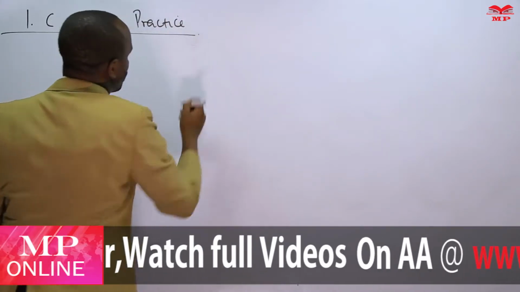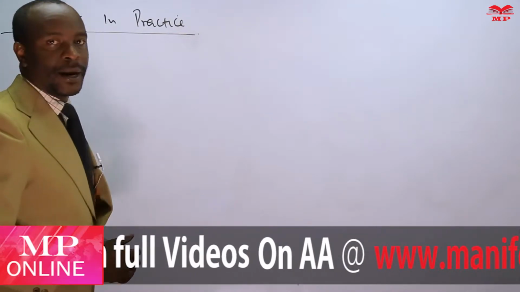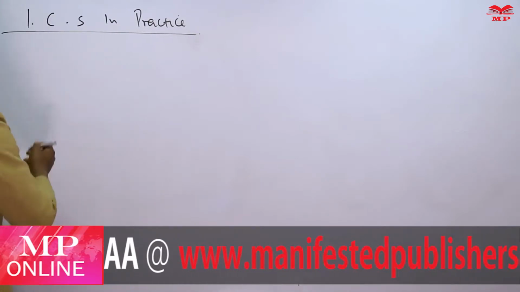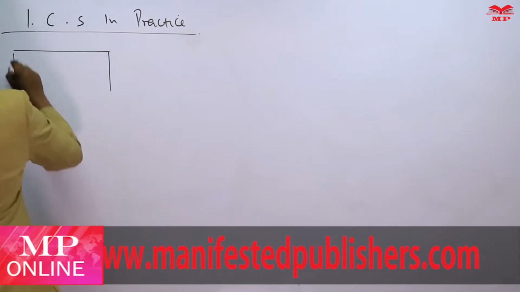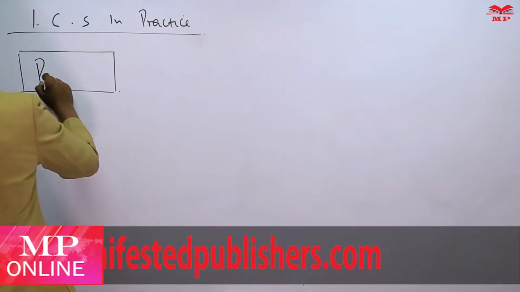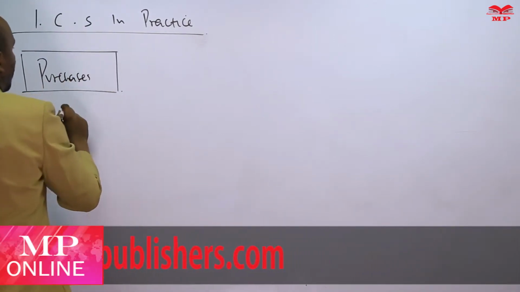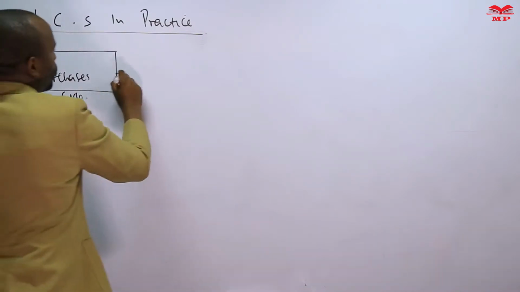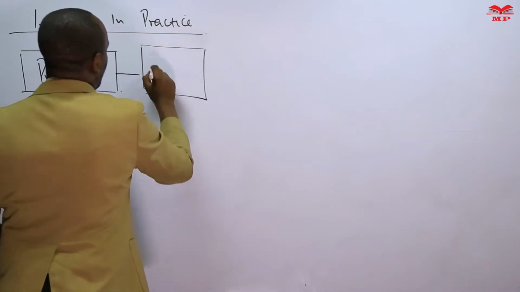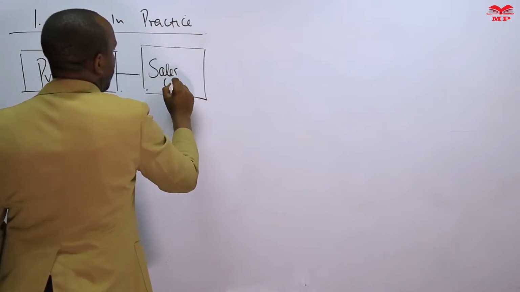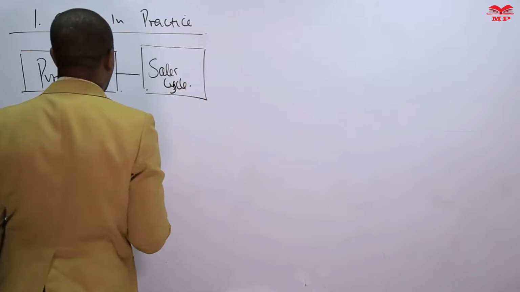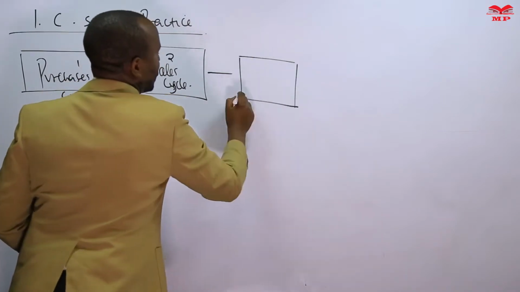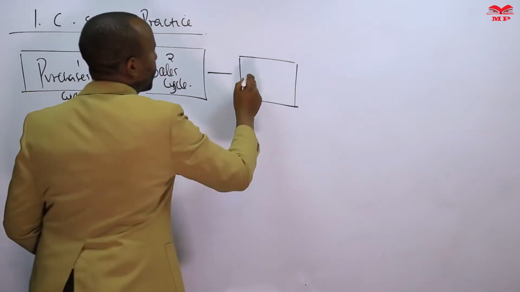ICS in practice. So here we are going now to the entity, directed to the company, and we'll be introducing the areas in the company that we are supposed to work out. To be specific, we are looking at the internal control system on 1, purchases. We call this one the purchases cycle. On 2, sales cycle. And on 3, we'll be looking at the ICS in salaries and wages.